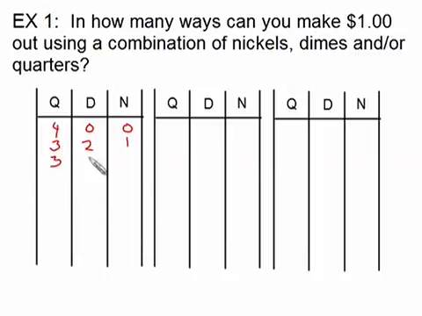So I'll count down my dimes now. So if I have 1 dime, then I would need 3 nickels. And there's 1 more combination here. So if I have 3 quarters and no dimes, then that would leave me with 5 nickels. So those are all the combinations of having 3 quarters.